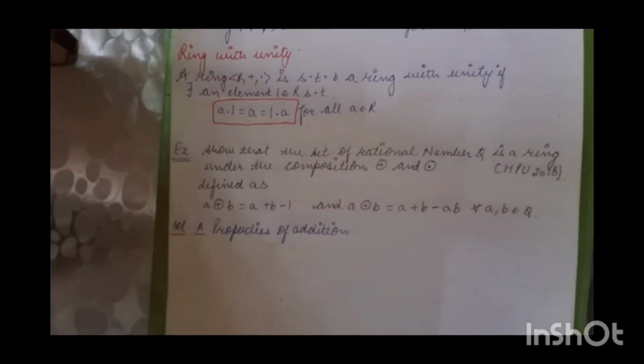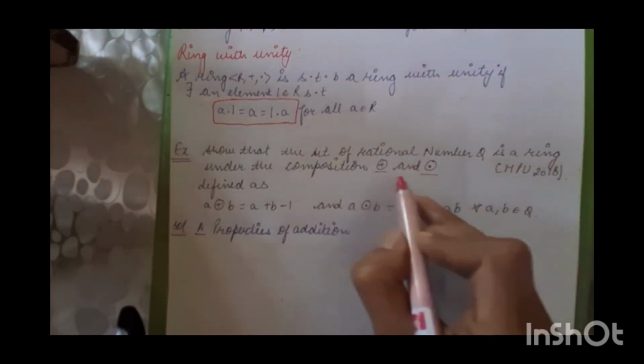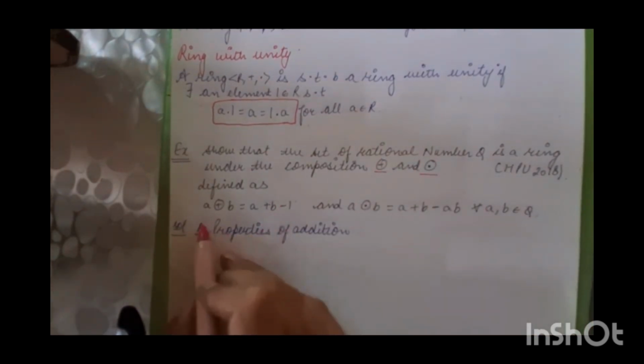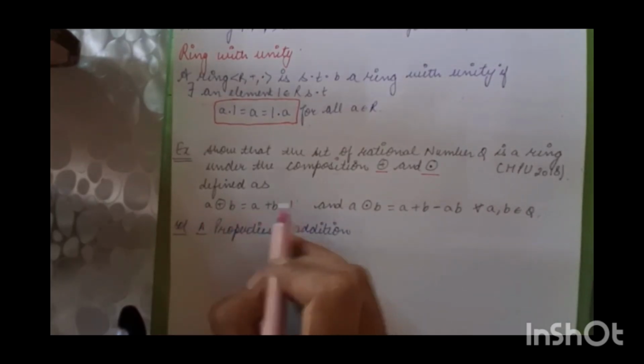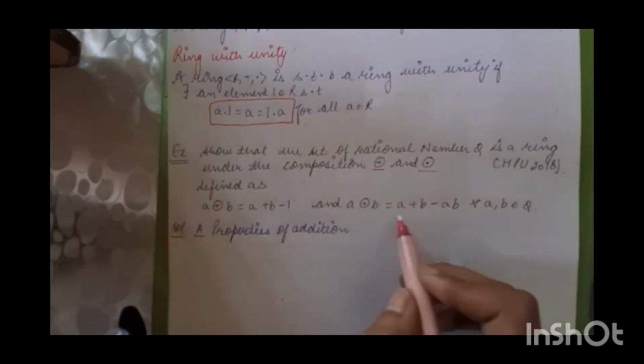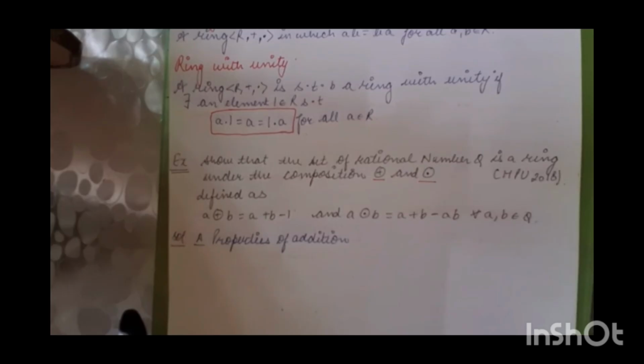Alright, so the example is that we are supposed to show that the set of rational numbers Q is a ring under the composition, addition and multiplication, which are defined as A ⊕ B = A + B − 1. Similarly for A ⊙ B, they have given this particular definition. So we are supposed to satisfy the properties of addition and multiplication, and we need to prove it is a ring. So how do we do this?